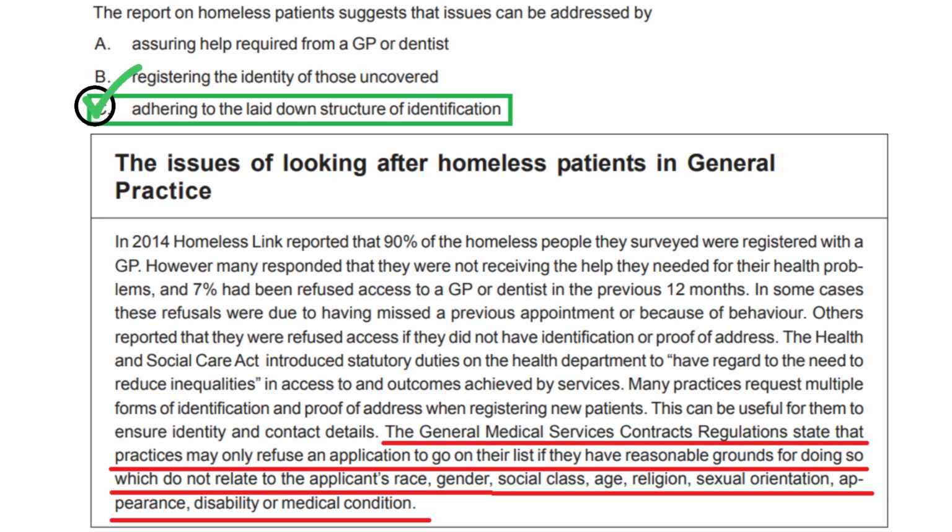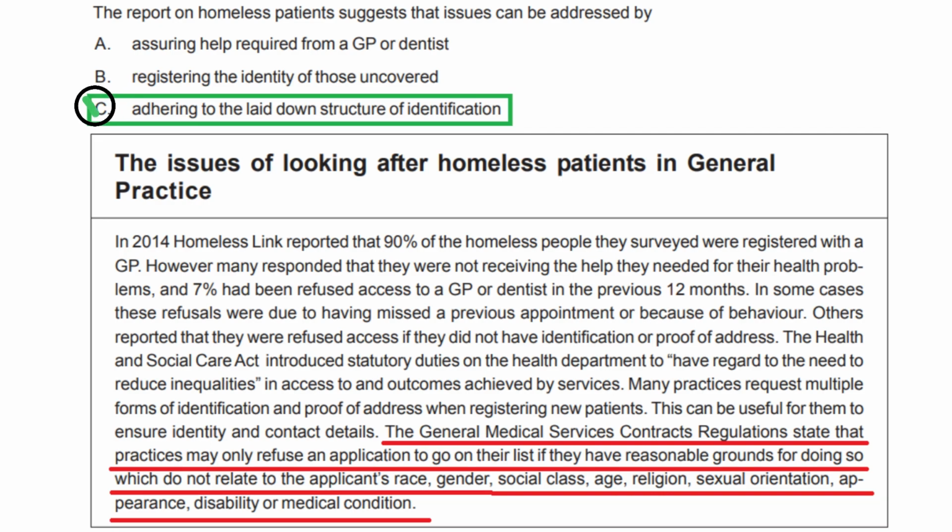Option C, adhering to the laid-down structure of identification, is supported by the paragraph. The paragraph discusses how some homeless individuals were refused access to healthcare services if they did not have identification or proof of address. It mentions that many practices request multiple forms of identification and proof of address when registering new patients. Therefore, adhering to the laid-down structure of identification means following the existing requirements for identification and proof of address.